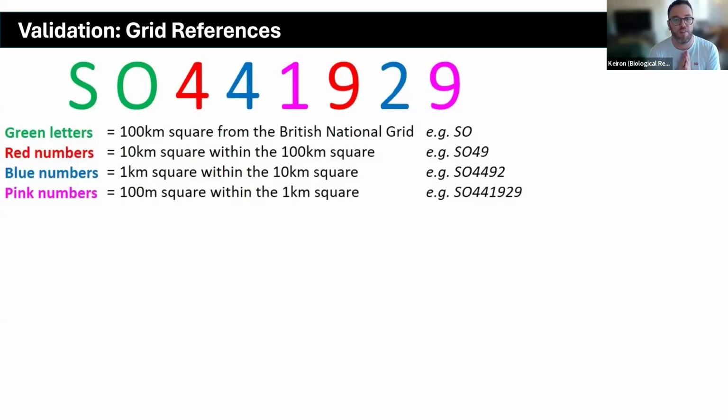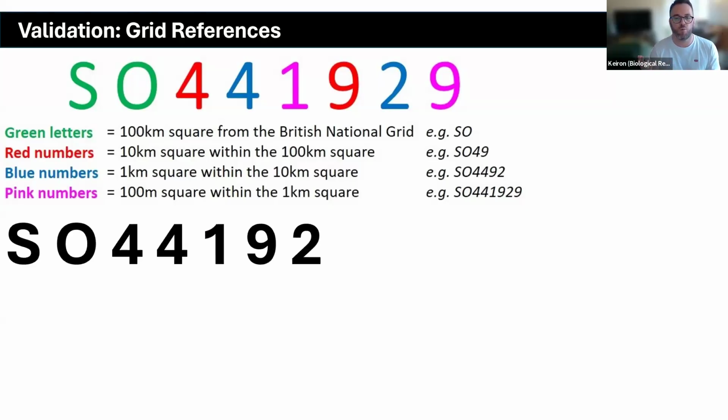The green letters represent the 100 kilometre square on the British national grid. The red numbers relate to the 10 kilometre square. The blue numbers relate to the 1 kilometre square, and the pink numbers relate to the 1 kilometre square. So if I'd accidentally missed off the last digit when I was entering this, I would end up with a 5-figure grid reference, which actually isn't valid. It doesn't mean anything, and it wouldn't tell us where the record is.